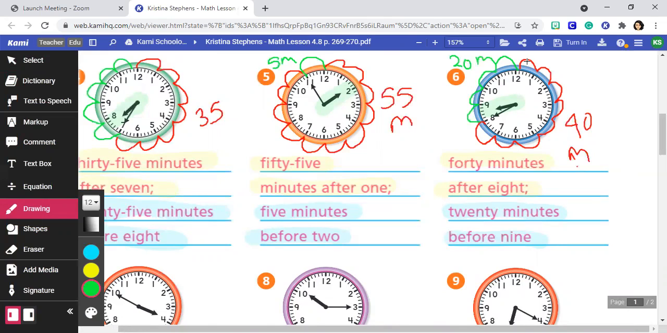Number 6, I skip counted by 5s, and I found that 40 minutes after the hour and 20 minutes until or before the next hour. Well, let me look at this hour hand. It's in between the 8 and the 9. So it's not 9 o'clock yet. So it's still 8 o'clock. So 40 minutes after 8 o'clock, 20 minutes before 9.